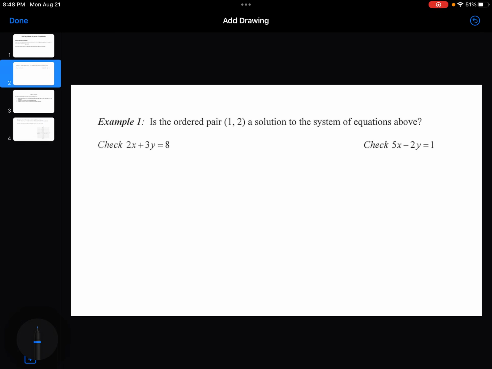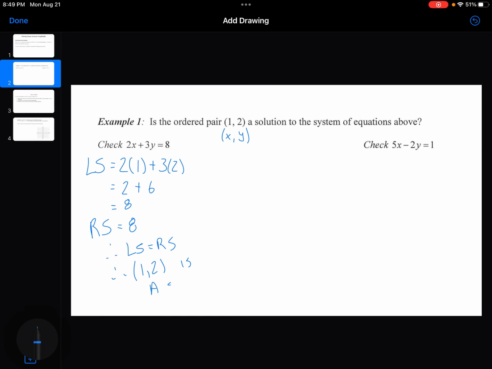So when we're solving a linear system, we're actually finding the point of intersection. So if we look at this, is (1, 2) a solution for the system of equations above? We're going to check both of the equations and do a left side, right side check. So we've got the left side here. Now remember, this is x, y. So I'm going to just sub in 2 times 1 plus 3 times 2. I'm going to write out the steps: 2 plus 6, so that's 8. And then our right side is also equal to 8. So therefore, left side equals right side, and therefore (1, 2) is a solution.